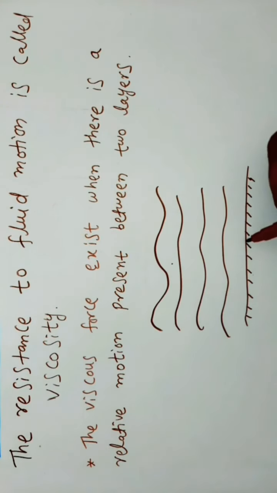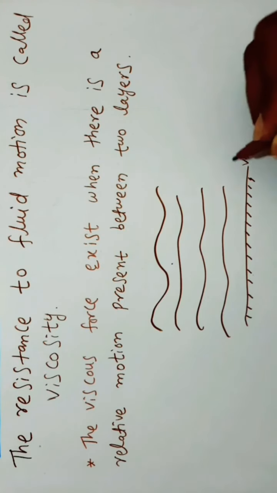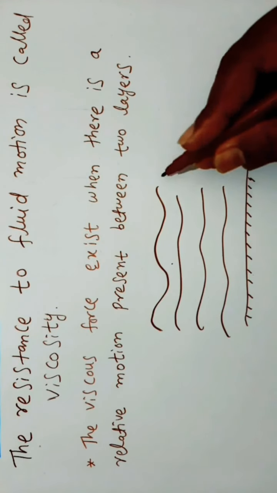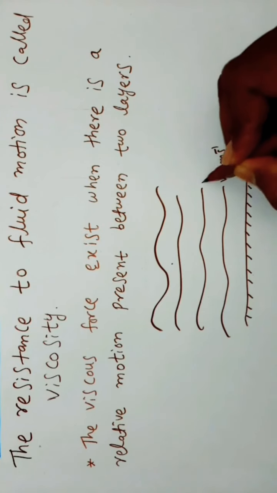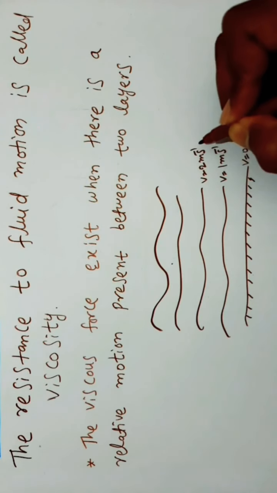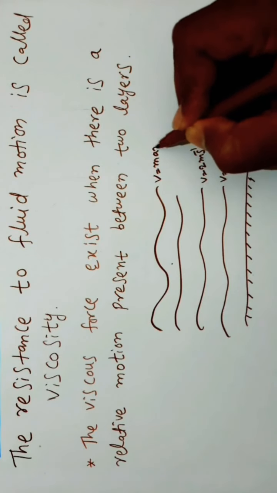The velocity of the layer which is on the surface of the object is 0. So the bottom layer has velocity 0. If you move to the top layer, the velocity is increasing. So at the top layer, the velocity is maximum.